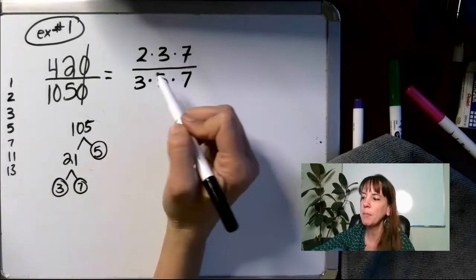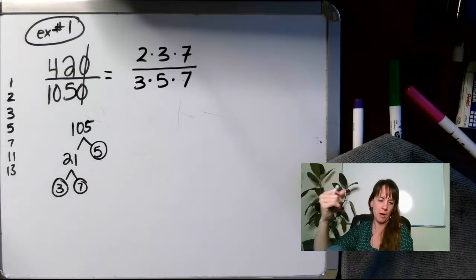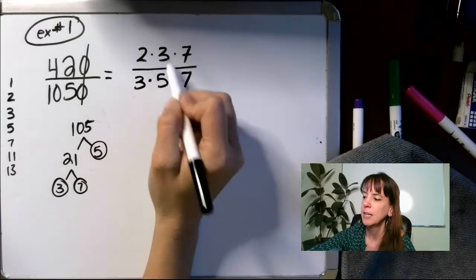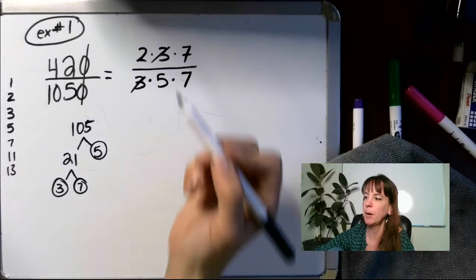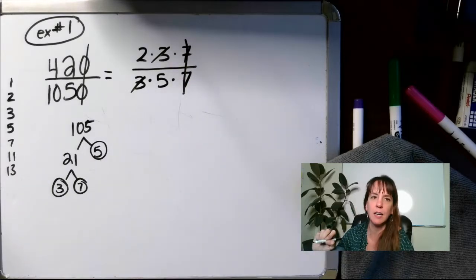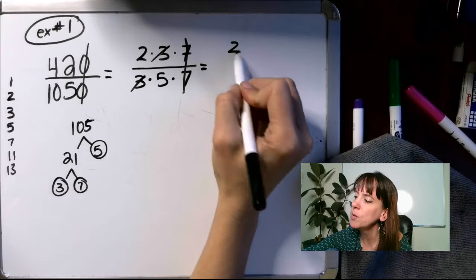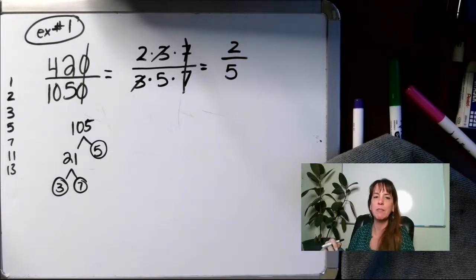If I have something on the top of a fraction and the same thing on the bottom of a fraction, I can lob them off. This 3, get rid of it, bye-bye. This 7, done. What do I have left? 2 and 5. So I've just reduced this fraction down to 2/5.